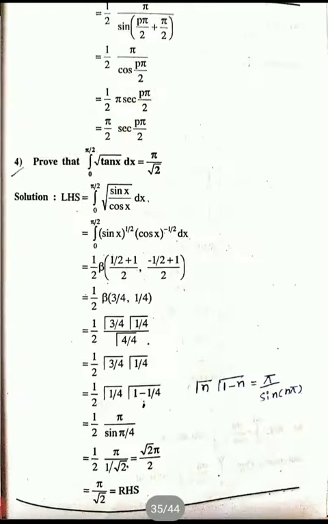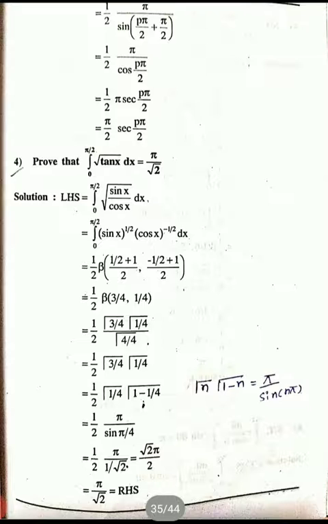Okay, let's see one more. These are similar examples, try yourself. Let's see the fourth one. It's a very, very important question. They will ask it in the exam many times. Prove that the integral from 0 to pi by 2 of square root of tan x dx is equal to pi divided by square root 2.